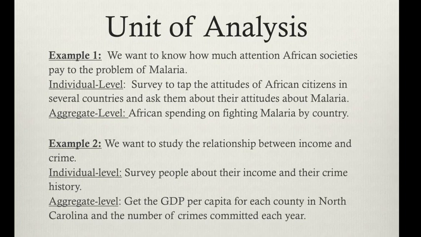In a second example, let's say we want to study the relationship between income and crime. At the individual level, we could survey people about their income and their crime history. At the aggregate level, we could get the gross domestic product per capita for each county in North Carolina and compare that with the number of crimes each year in that county.